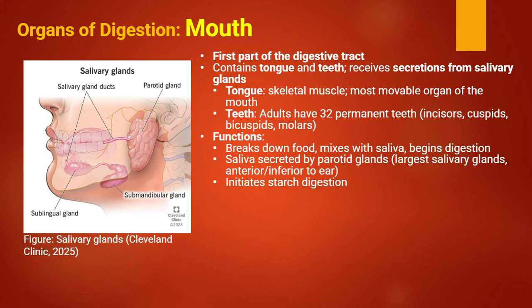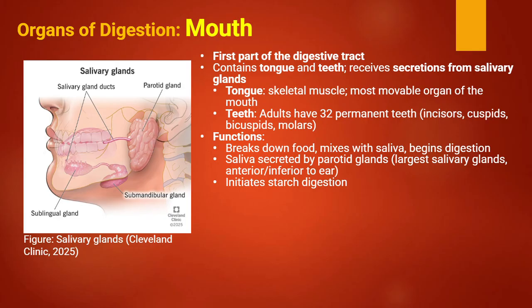Let's look at the mouth as the first organ of digestion. The mouth is the entry point of the digestive tract and plays several vital roles. Inside the mouth, we find the teeth, tongue, and salivary glands. The tongue, made mostly of skeletal muscle, is the most movable organ in the oral cavity and is essential for both speech and manipulating food during chewing.